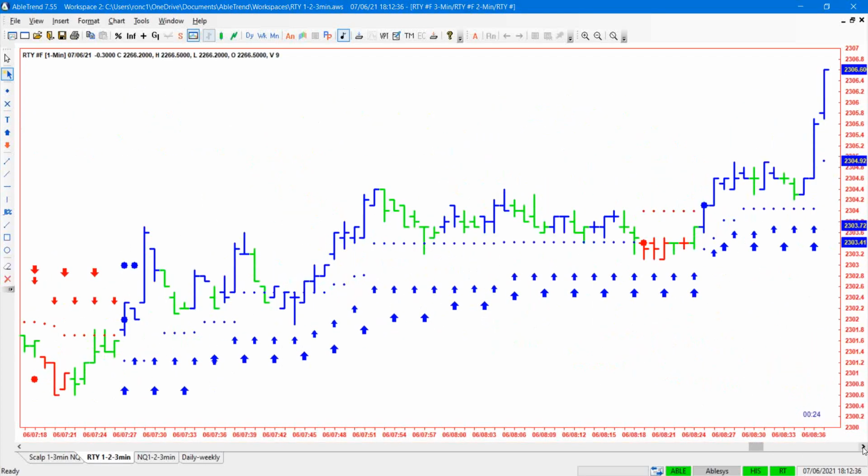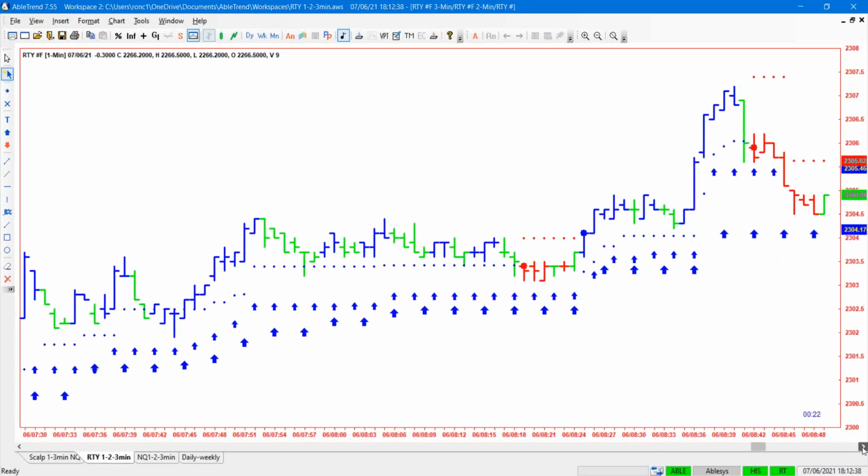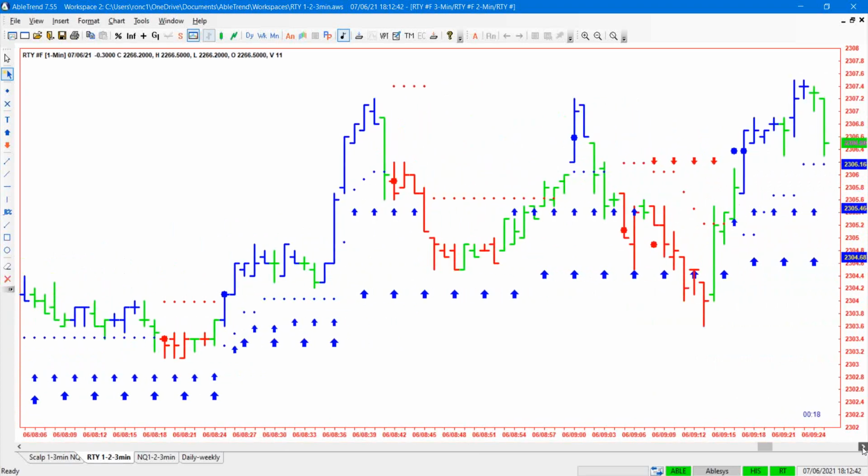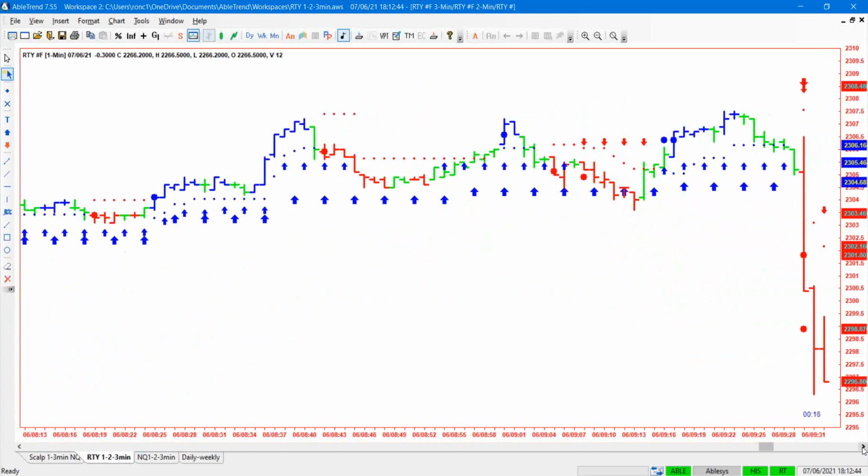If you're looking at it live, we wait for the bars to close. Once the 1 minute bar closes, it will never change again. So this is what you would have seen at that time. If you want to be ultra conservative, you can wait until the 1, 2, and 3 minute all close. But I have a way to help you with that.